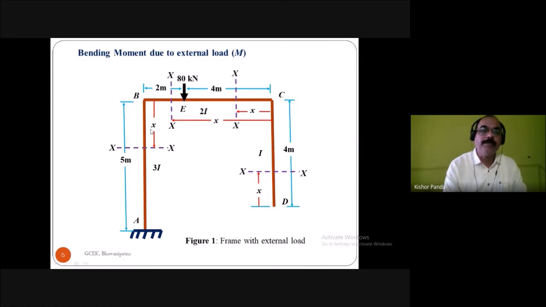Then for the AB member, this is the origin, and this is the distance x. At B, x is equal to 0 and at A, x is equal to 5 meter. So for the AB member, take the integration limit from 0 to 5.